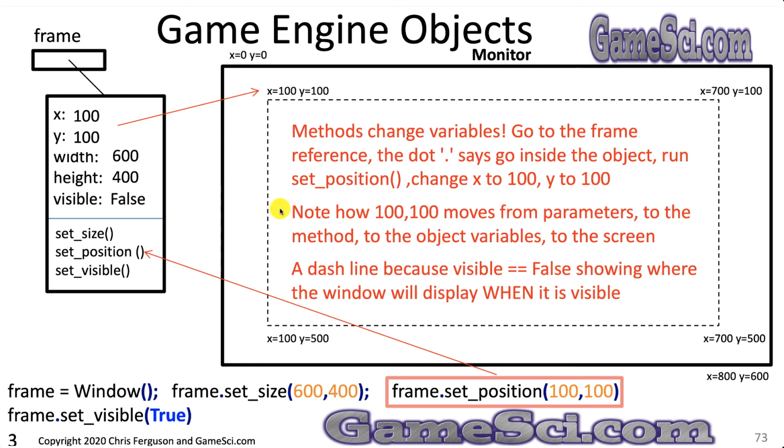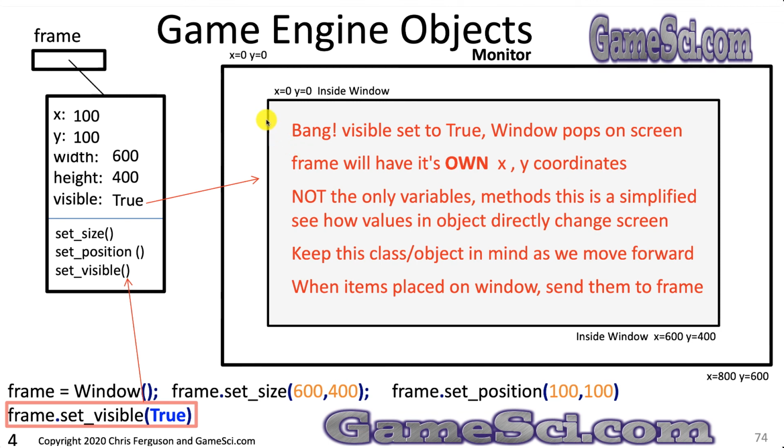Note how the 100, 100 moves from the parameters. These values move from the parameters to the actual variables x and y. The dashed line around the edge is because visible is set to false, showing where the window will be displayed when it becomes visible. Bang! Visible set to true. The window pops up on the screen. Frame will have its own x, y coordinates now, starting here at 0, 0.